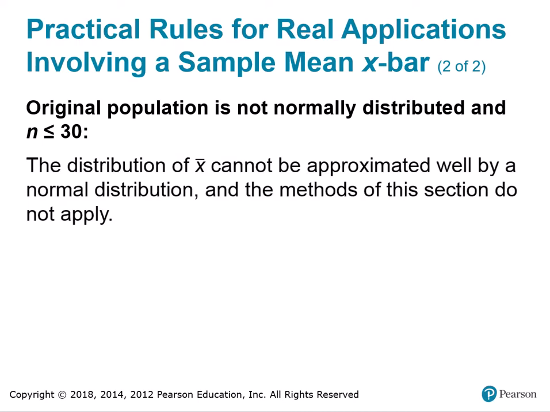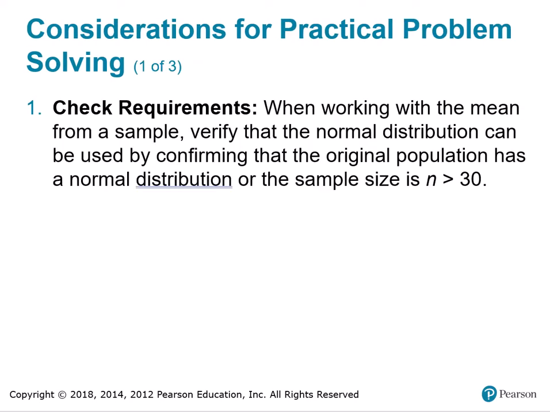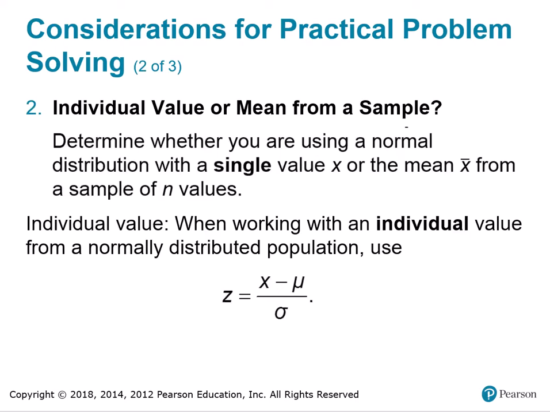All right, so let's take a look at this slide. Original population is not normally distributed. We do not use this section. So we need to check requirements. When working with the mean for a sample, verify that the normal distribution can be used, so that the population has a normal distribution or the sample size is greater than 30. If it does not have a normal distribution and the sample size is not greater than 30, we cannot use it.